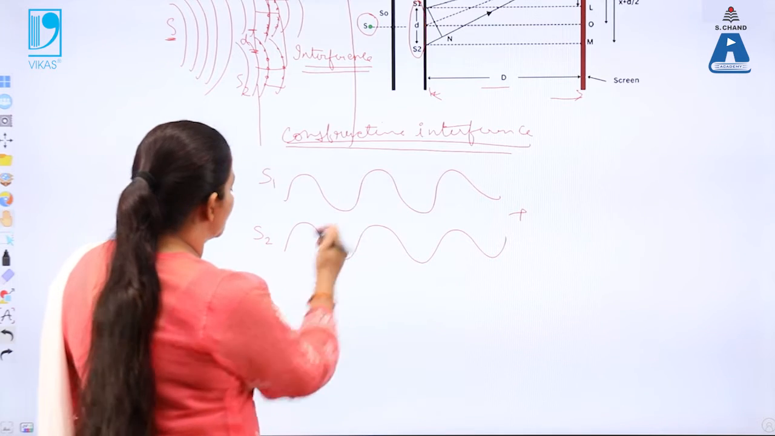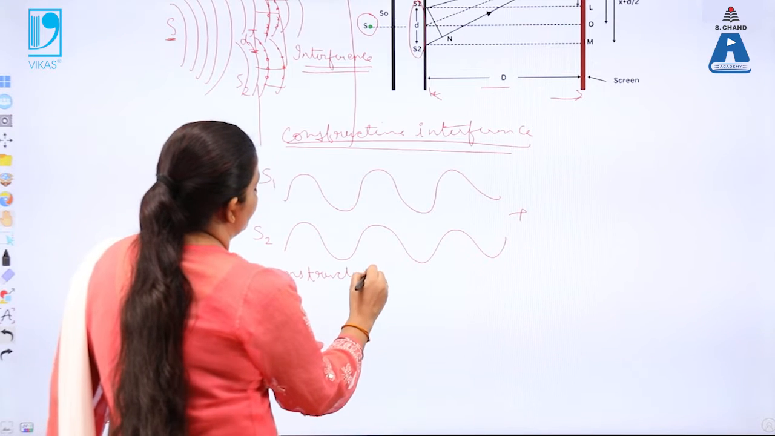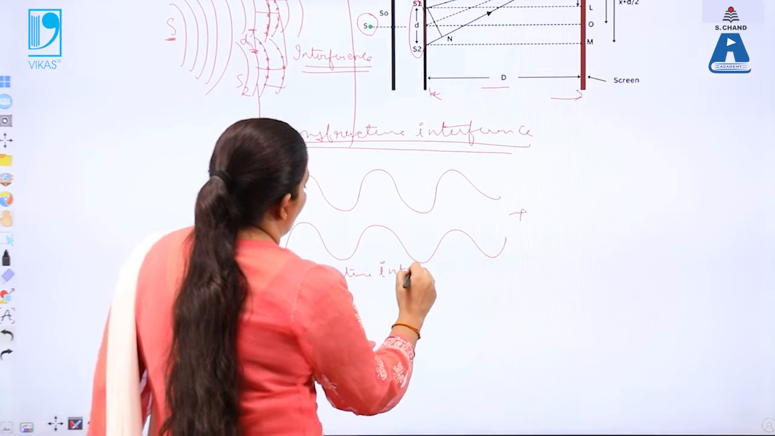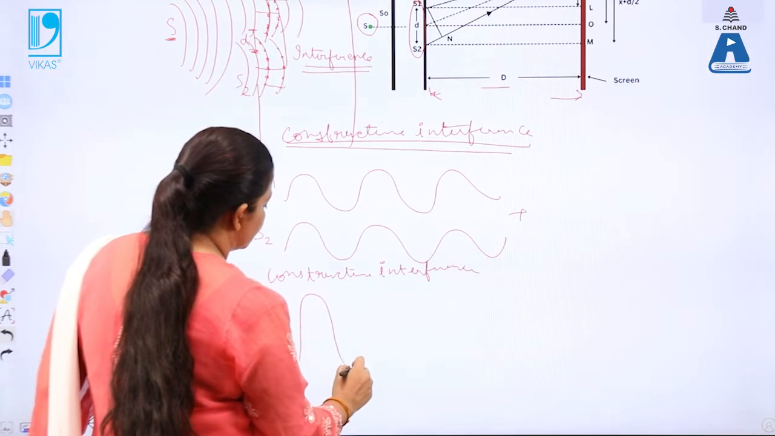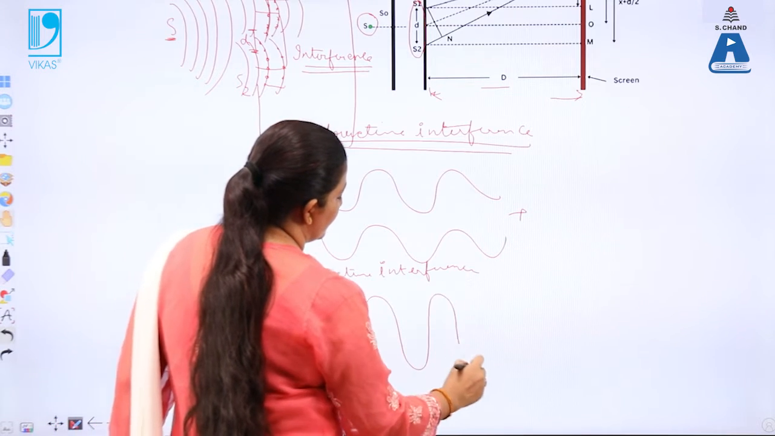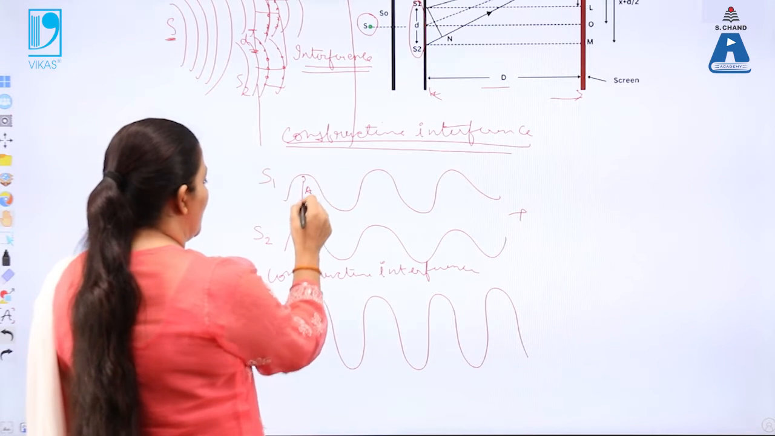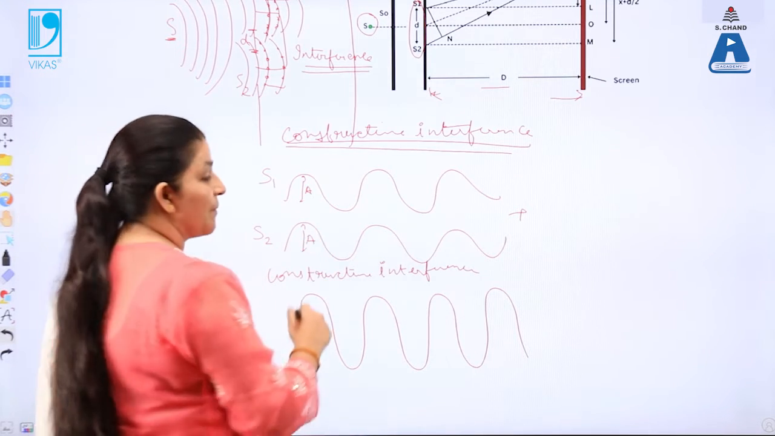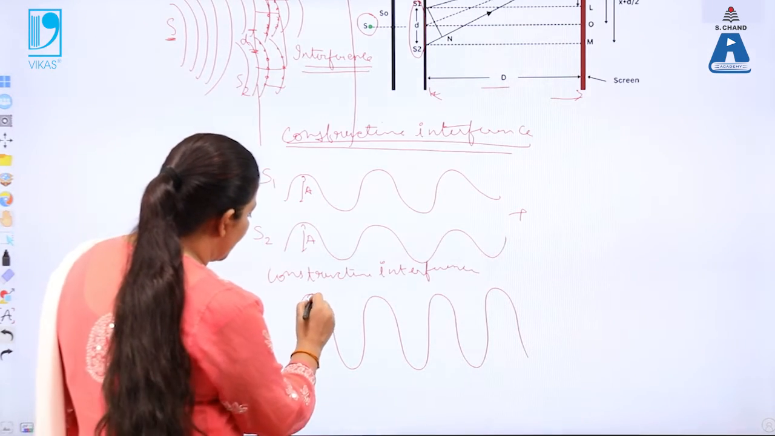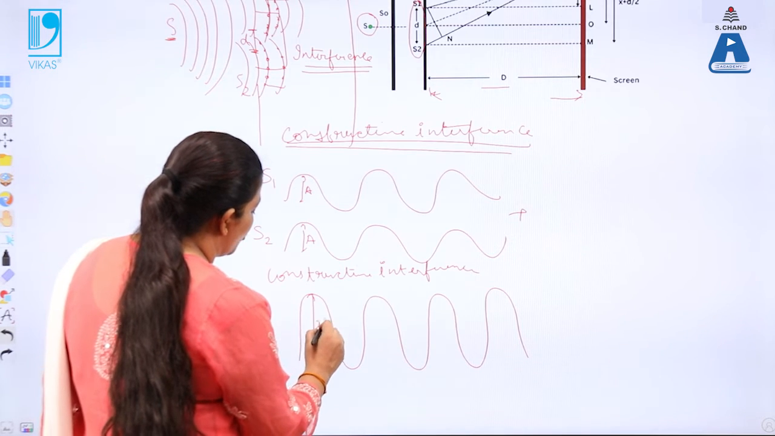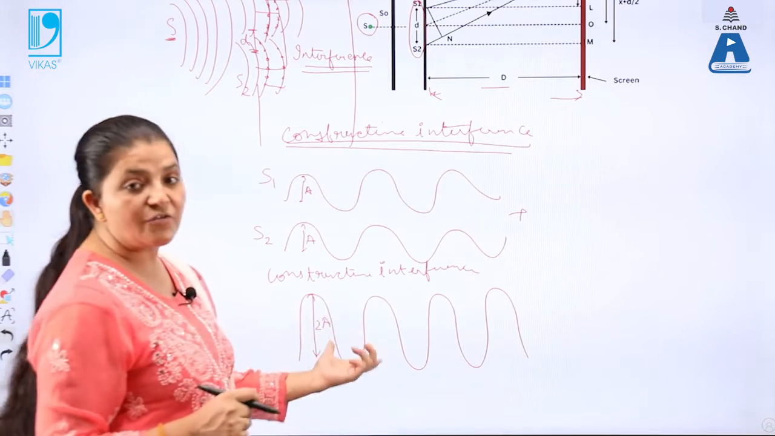Means when you add up these two, for the constructive interference, we will get a resultant intensity that is the sum of these two. If this has the amplitude A, both these wavelets will have the same amplitude because they are originating from a single source. So automatically the amplitude of the resultant wave will be 2A, where the constructive interference is done.